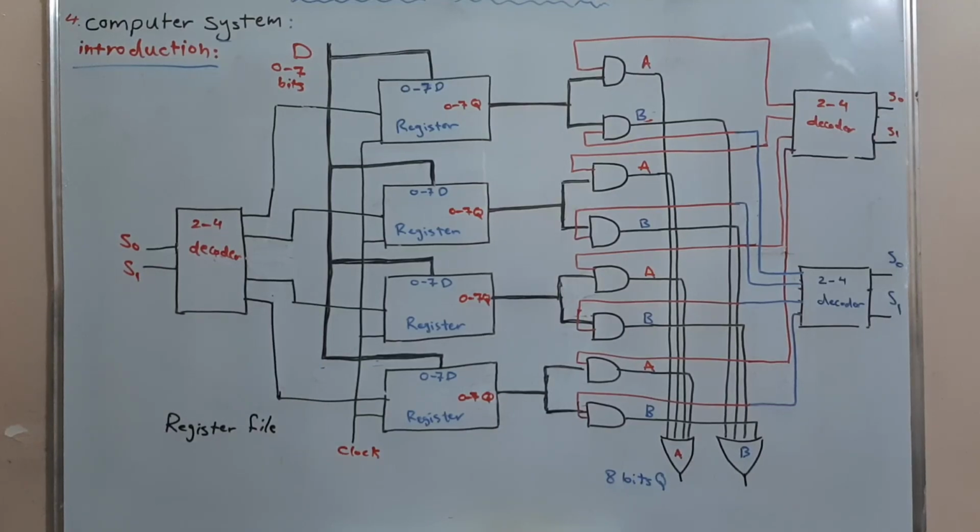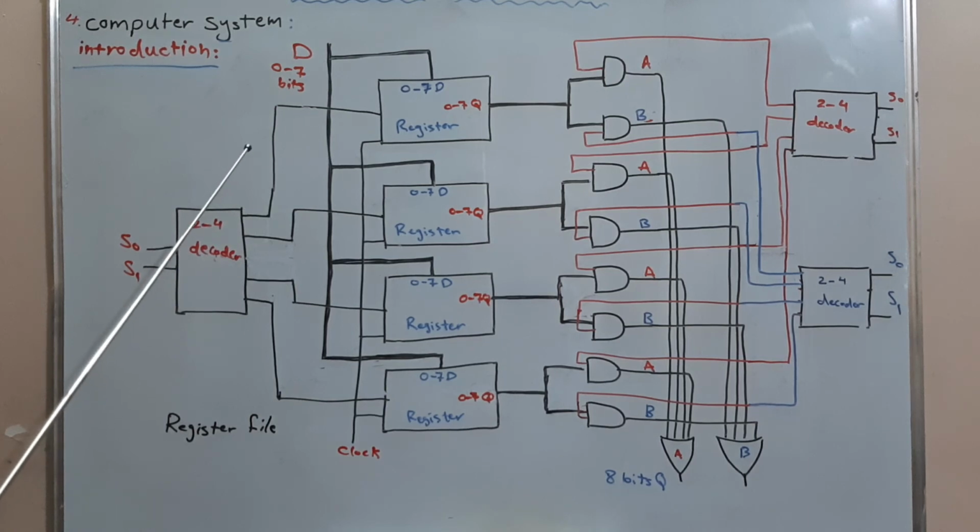The last part of the computer system required in the electronic voltmeter is called the register file. The register file is a memory circuit, and this diagram is showing a 4 by 8-bit register file. It's basically composed of 4 8-bit registers, 3 decoders, 8 AND gates, and 2 OR gates. It has one 8-bit input port and 2 8-bit output ports, and multiple single-bit control ports.